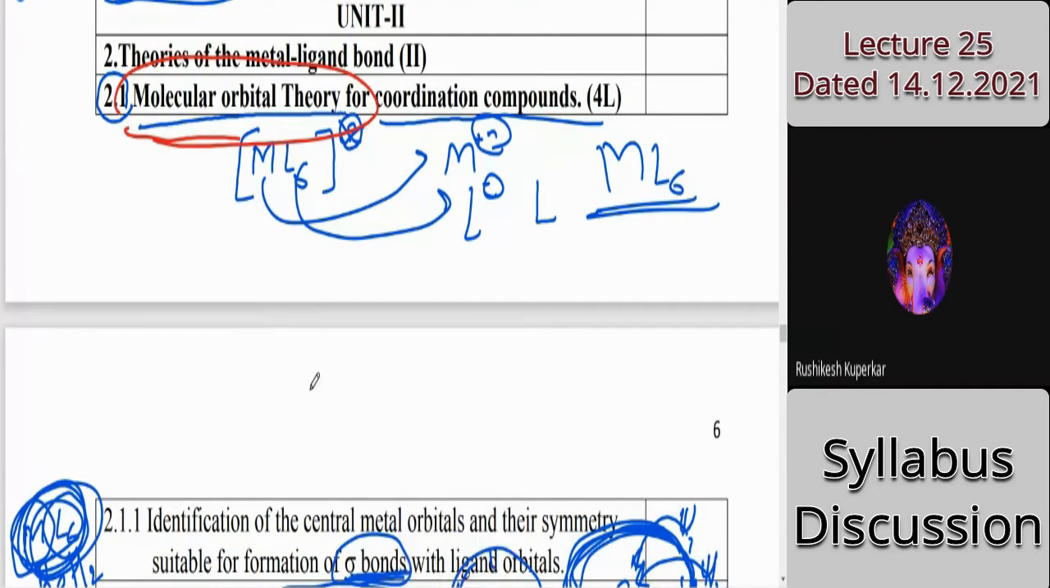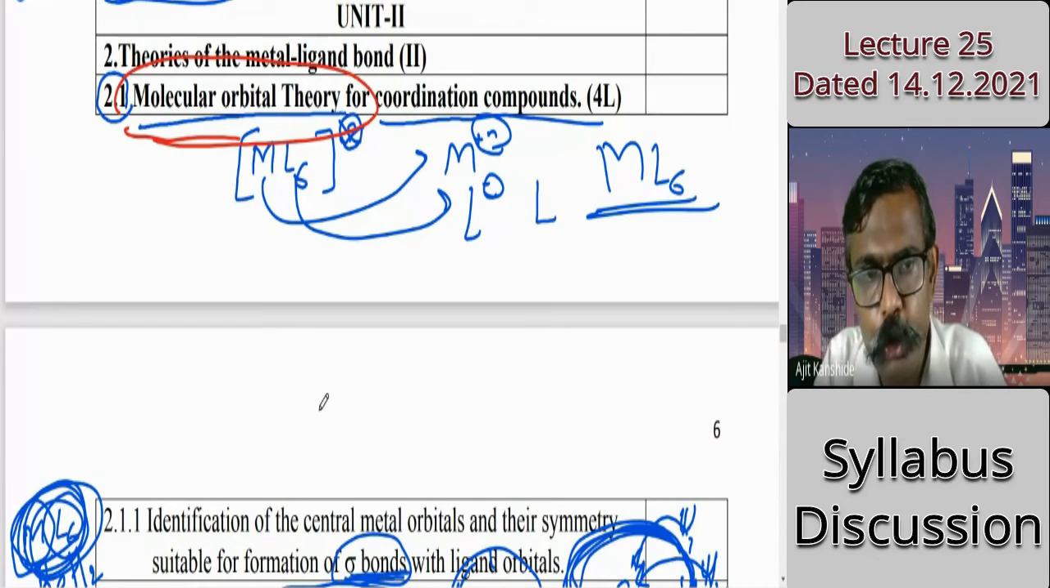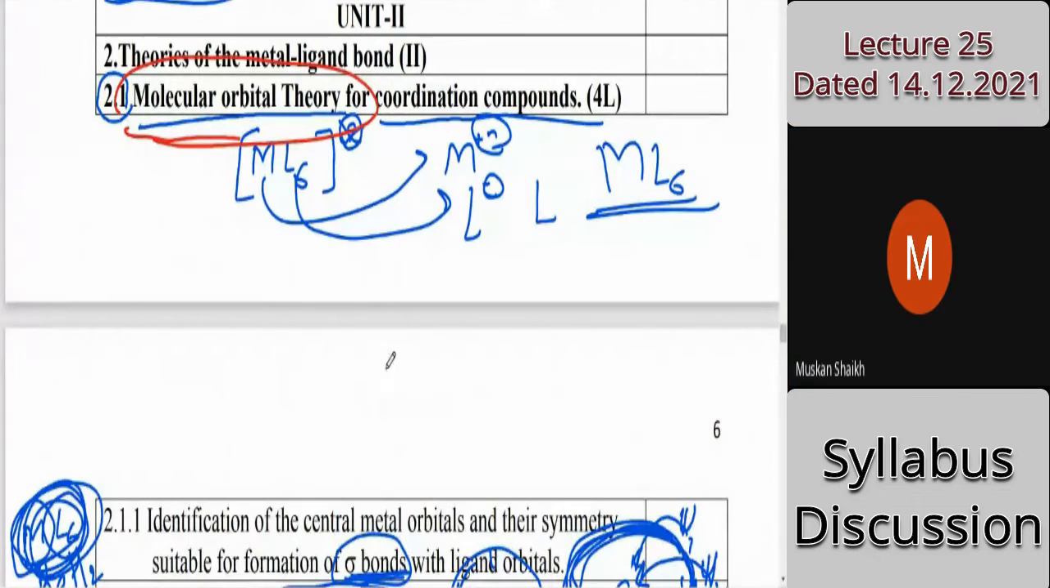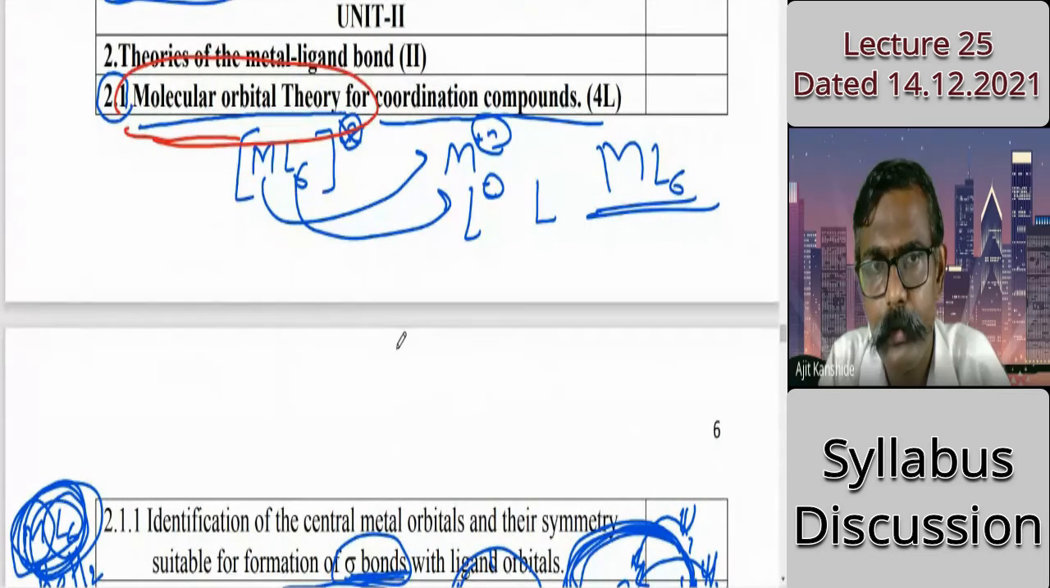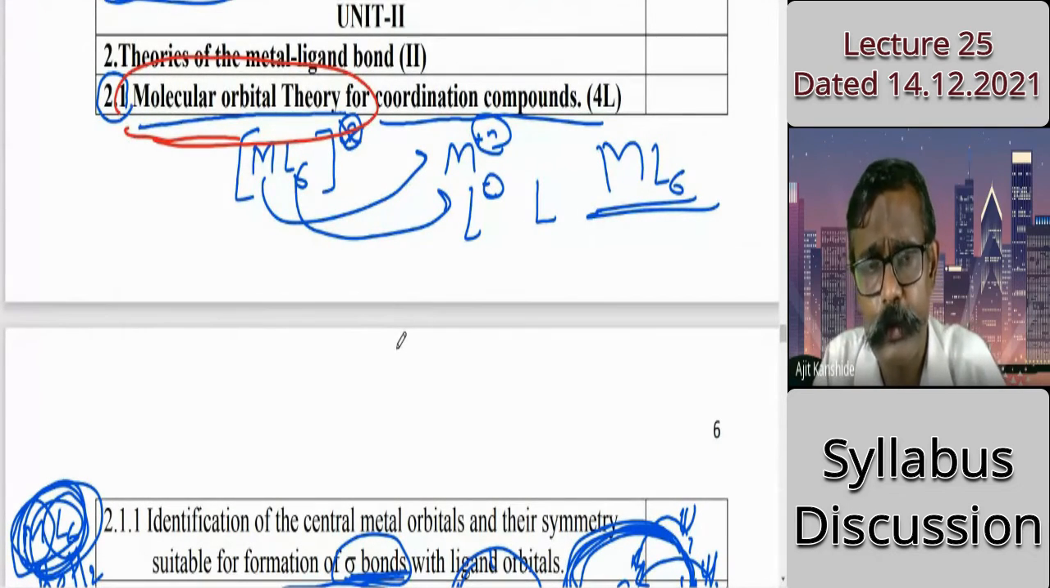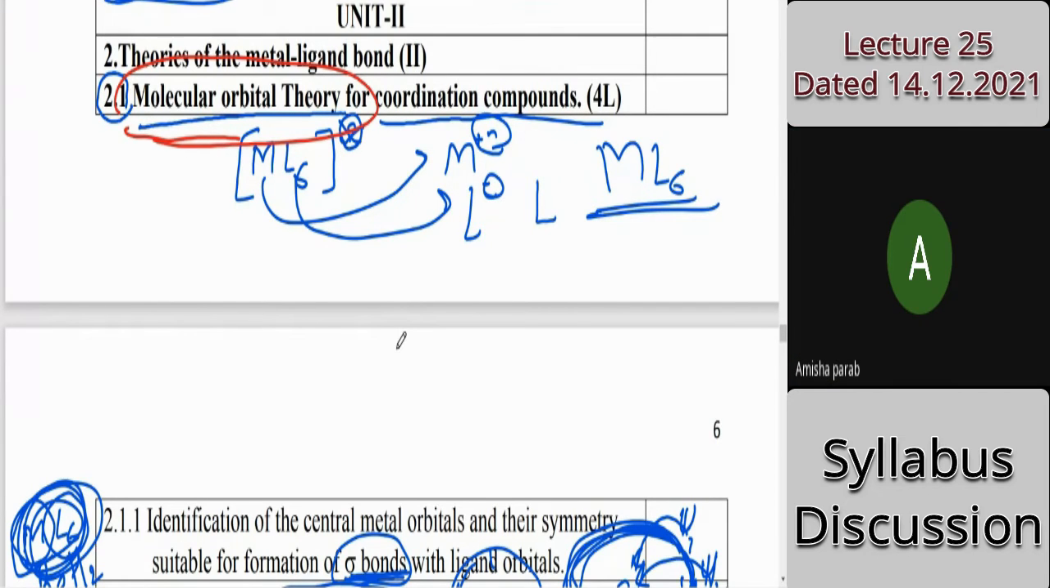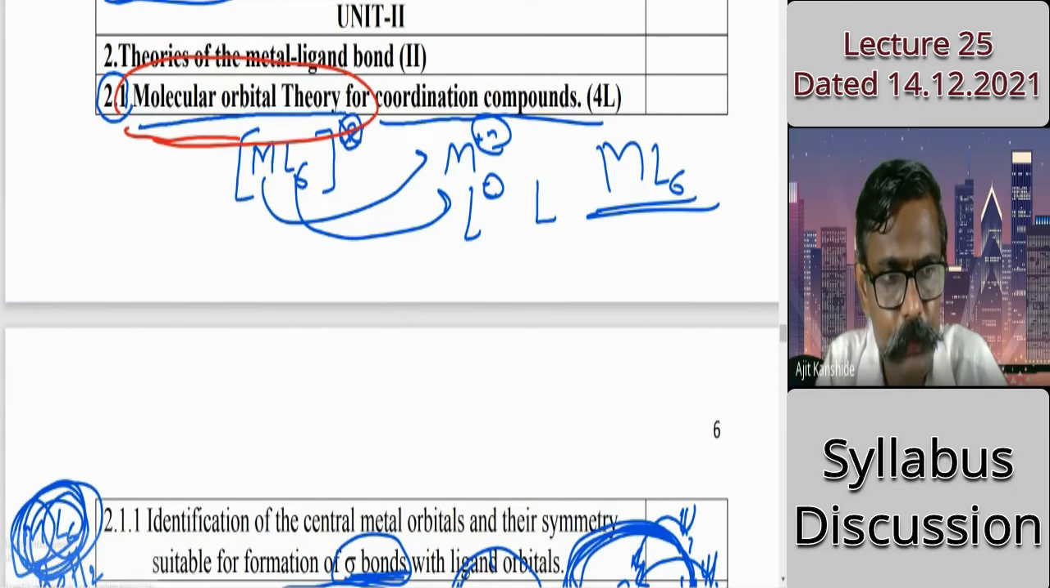Whatever I am showing to you, are you able to see and read that PDF file? Yes, sir. The PDF, molecular orbital theory and coordination compounds, unit 2. Okay, but why am I not finding the shading here? I think I hid that portion.